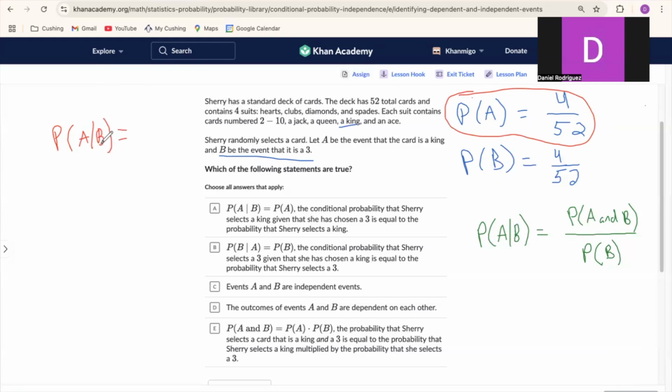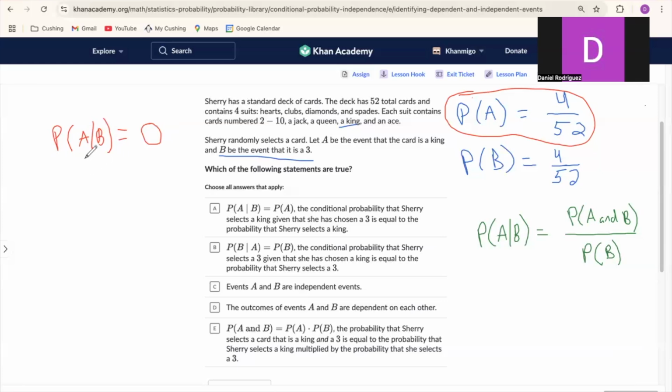Well, if the card I get is a 3, it's not a king. So the probability of getting a king, given that I get a 3, is actually 0. There is no chance of getting a king if your card is a 3 because it's a 3. So the overall probability, the baseline, the probability of getting a king is 4 out of 52. But if I do A given B, what's the probability of getting a king given that I got a 3? That is 0.